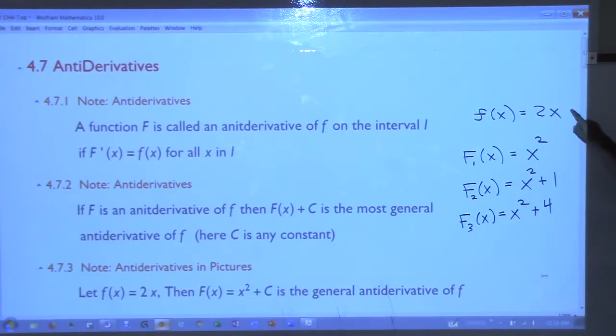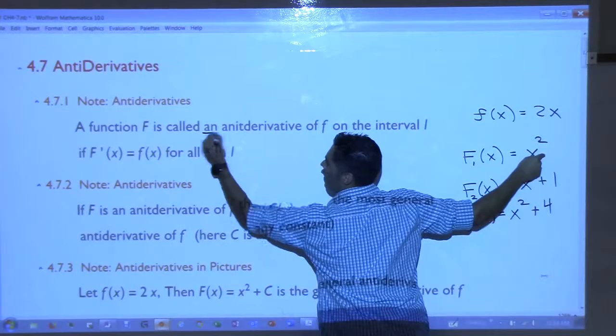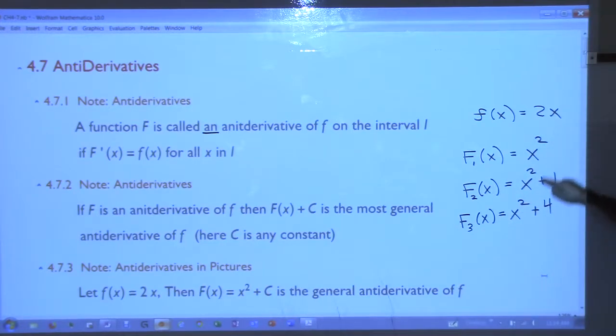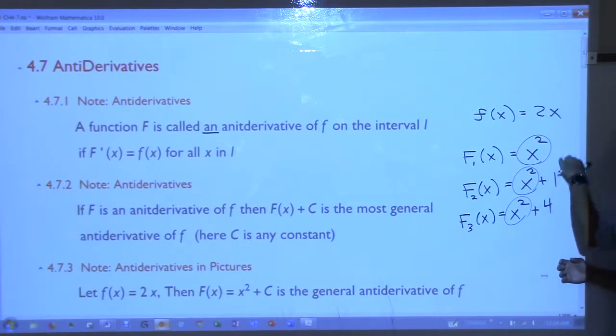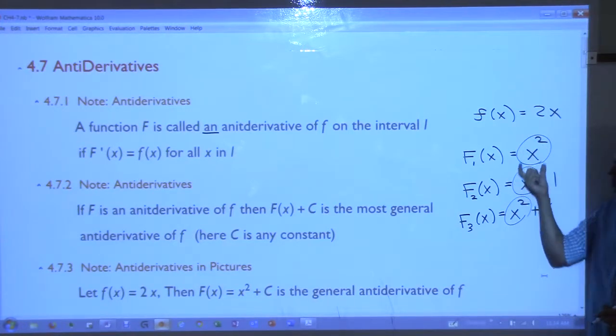Agreed? So this is an antiderivative, okay? It is an antiderivative of that. This is an antiderivative of that. This is an antiderivative of that. So if somebody gives you a function and asks you to find an antiderivative, there should be an infinite number of answers, shouldn't there? But they will all have the same property. They all have to have the x squared in there, right? And then the number here, all that does is it just takes that picture and moves it up or down, right?